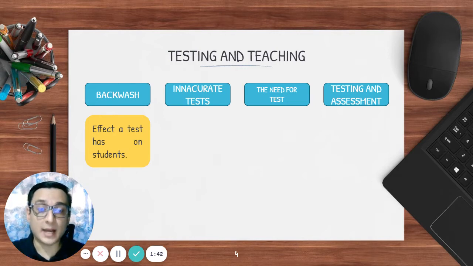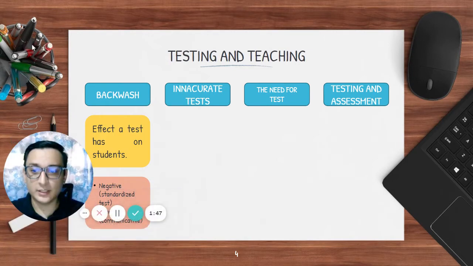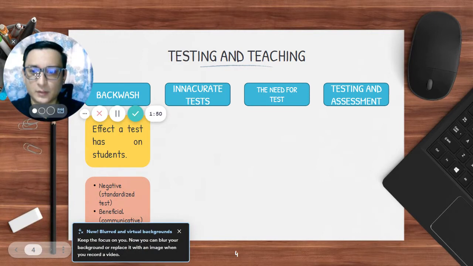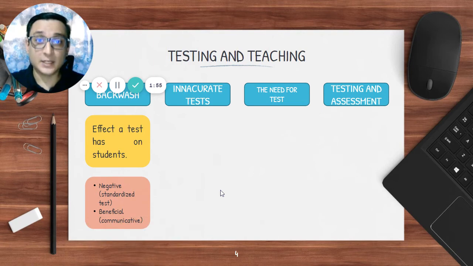We can have two types of backwash. It could be negative, and beneficial washback. Which would be the negative? That kind of effect that's pretty much based on preparing students for, for example, one standardized evaluation. So the objective of having that test is not to measure progress or skill development, but pretty much to comply with that objective. To give an idea, the TOEFL test, right?